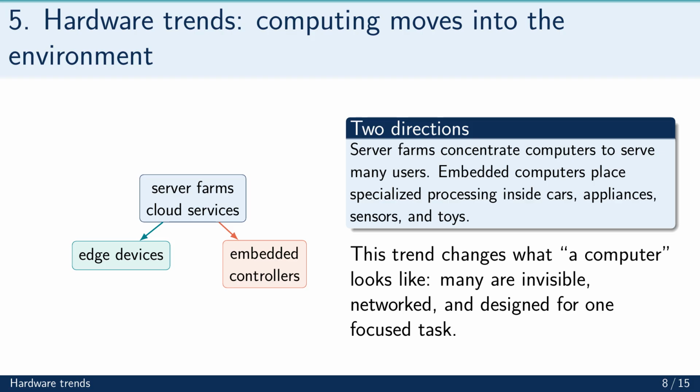A sensor may process data near where it is collected, while a controller inside a car or appliance may perform one specialized job continuously. This means that many computers are now invisible to the user. They may have no traditional keyboard or screen, yet they still contain processors, memory, programs, and communication hardware. As you design software, ask where computation occurs and what constraints the device has. A cloud server, phone, and embedded sensor may run programs, but their performance, power, and storage requirements can be very different.